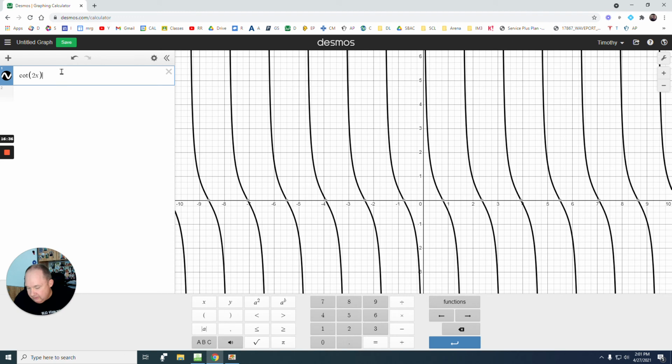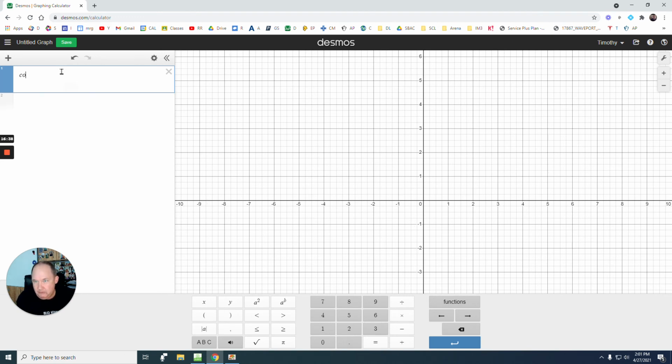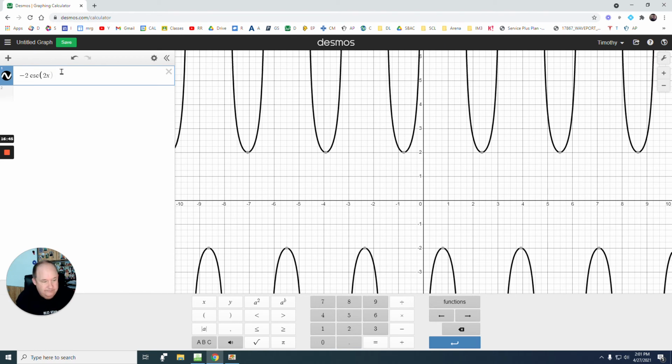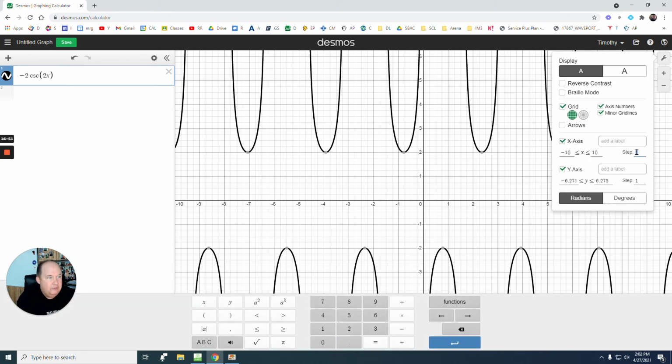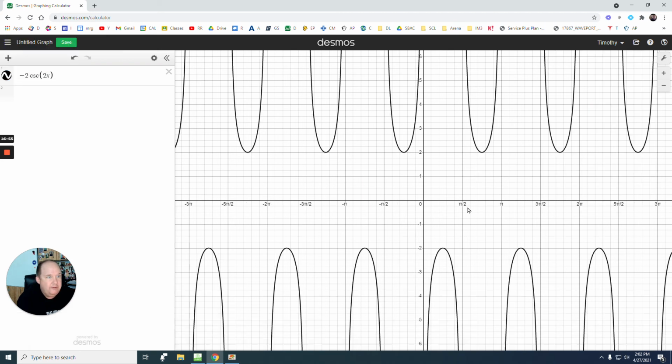The next one is, these are all trig. I'm just going to graph them and look off the graph, so don't worry about that. Negative 2 cosecant 2x. And I'm looking as x approaches pi. So let me change the scale here. I'm just going to change it to pi so you can see it. So at pi, what's happening? And you can see the left and the right. On one side it goes to infinity, and the other side it goes down to negative infinity. So the limit does not exist.